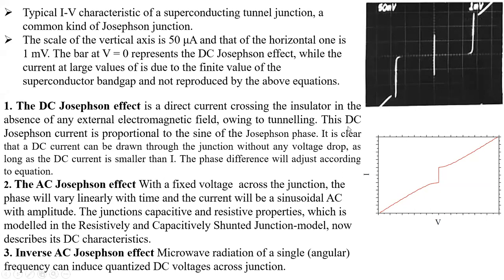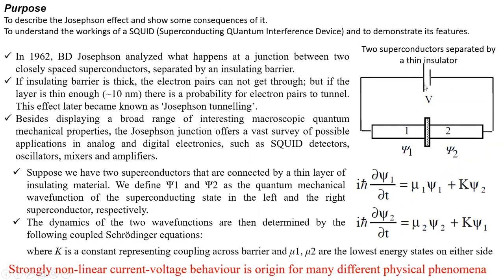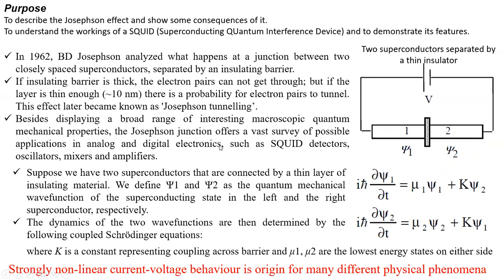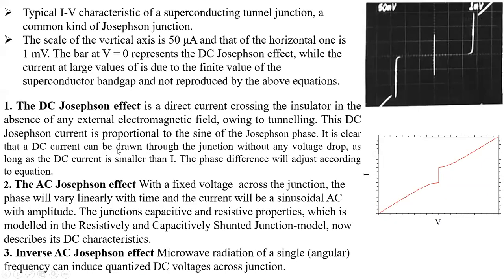The DC Josephson effect is a direct current crossing the insulator in the absence of any external electromagnetic field. If there is no potential at all, this DC Josephson current is produced, which is proportional to the sine of the Josephson phase, for example I equal to I naught times sine of some angle. Current can be drawn through the junction without any voltage drop as long as the DC current is smaller than the critical current. The phase difference will adjust according to the equation I equal to I naught times sine of phi.